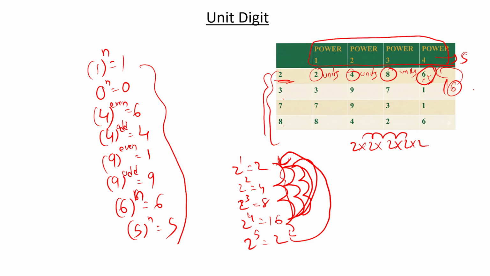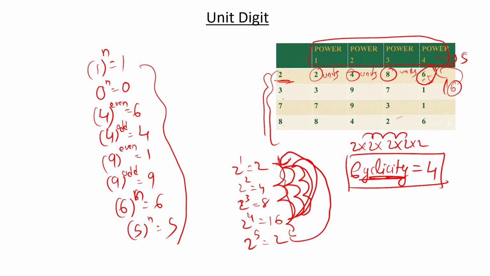So here it is called cyclicity, and the value is 4. Since it keeps on repeating for every 4 values, here the cyclicity is 4.